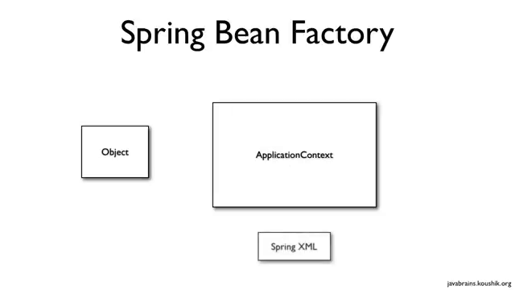bean. Now the application context refers to the Spring XML, and then it gets the information, gets the blueprint about the object, and then it creates the bean, and then it hands it over. So this is what we saw. This is actually the way in which a factory pattern works, and Spring can work this way, but actually this is not the default way in which Spring beans work.